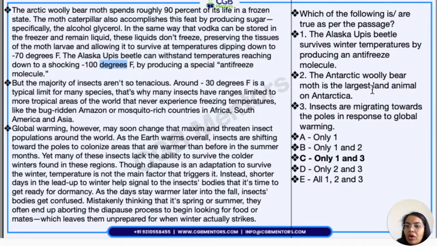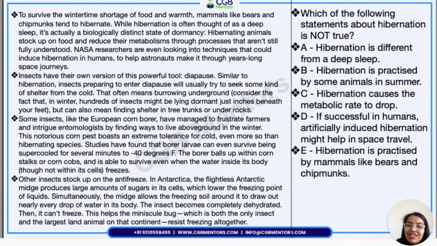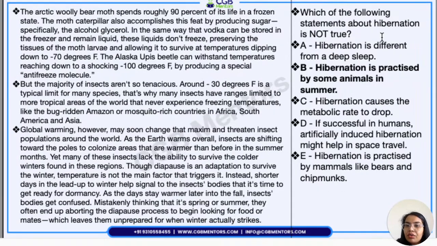The woolly bear moth is the largest land animal on Antarctica. The woolly bear moth spends so much of its time. The moth caterpillar also, we don't get any evidence of it being the largest. Definitely it won't be the answer.